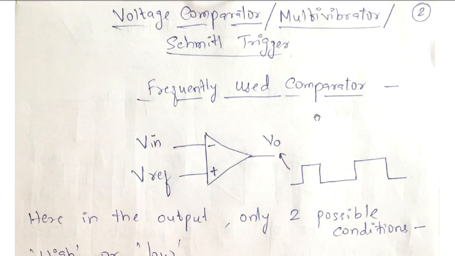I could not have drawn any other waveform. The reason is that in a comparator, the output voltage can take only two possible conditions. One is either high logic and the other one is low logic. So output voltage can either switch between high logic and low logic, and there is no other possible combination for output voltage. In the output voltage you will get either a square waveform or you may get a rectangular waveform depending on the comparison between V input and V reference.